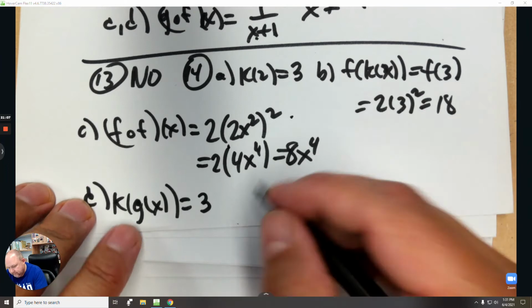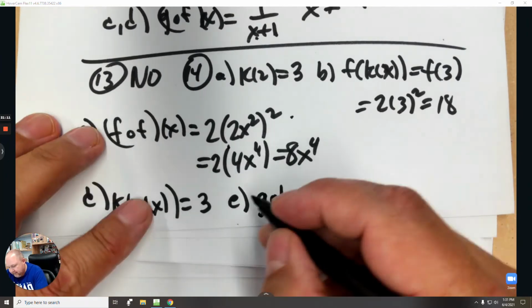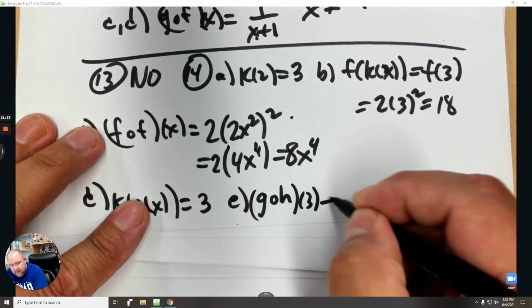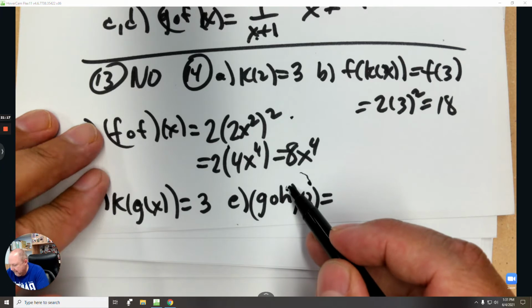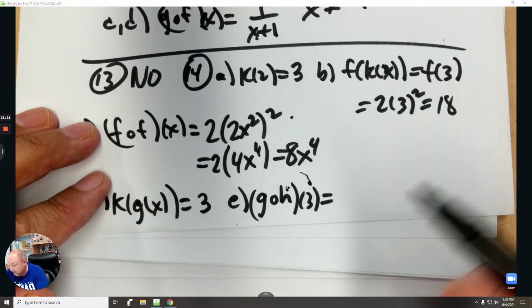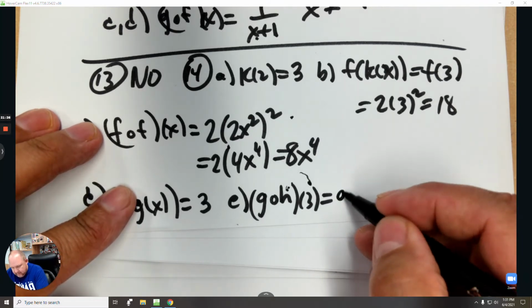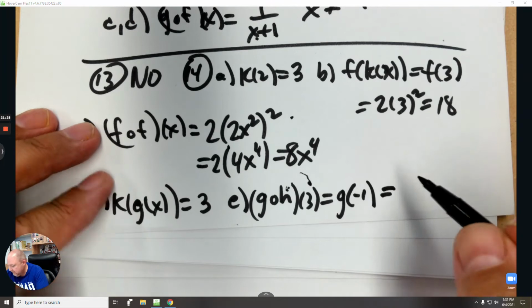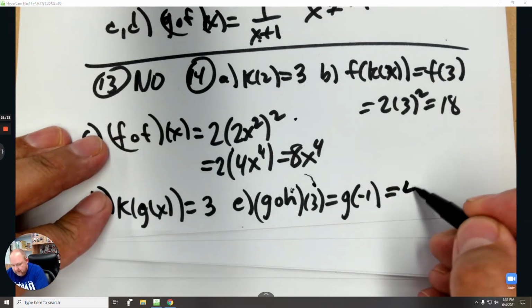E, g composed by h at 3. So that means I'm going to take 3 and plug it into h and get an answer. So 2 times 3 is 6. Take away 7 is -1. And then take the answer -1 and plug it into g. So -1 plus 5, so the answer is 4.